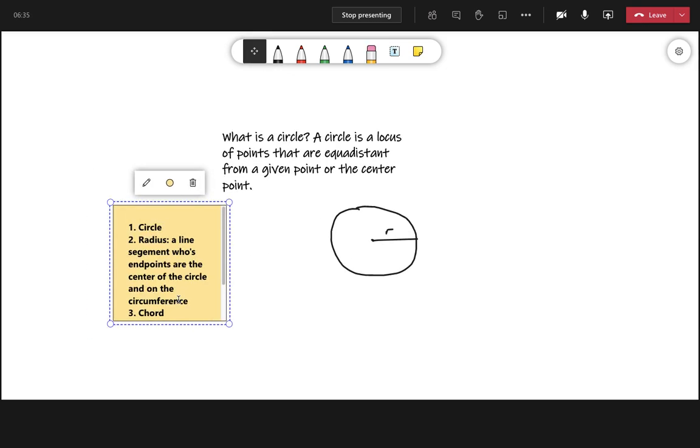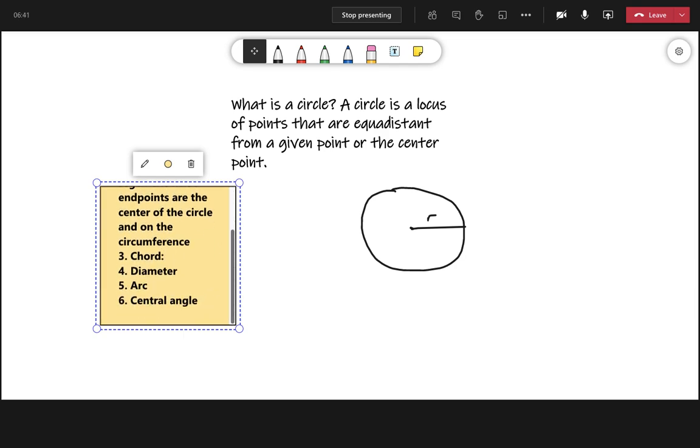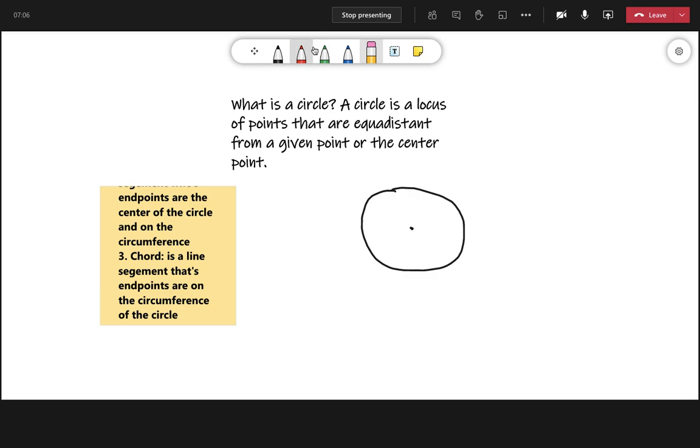What is a chord? A chord is a line segment whose endpoints are on the circumference of the circle. So I'm going to give you guys an example. The two endpoints are on two different sides of the circle, like this. This is called our chord.